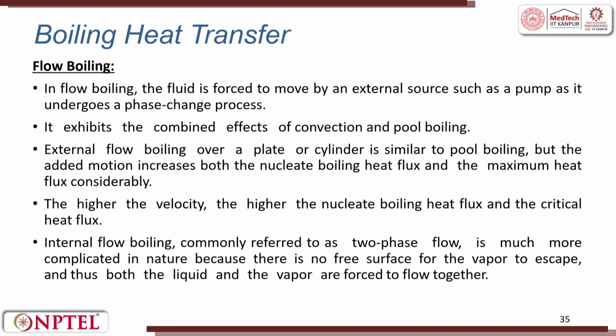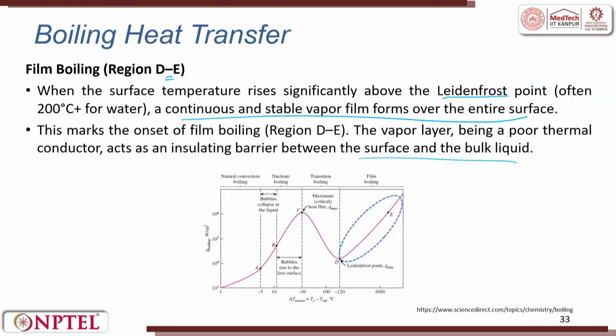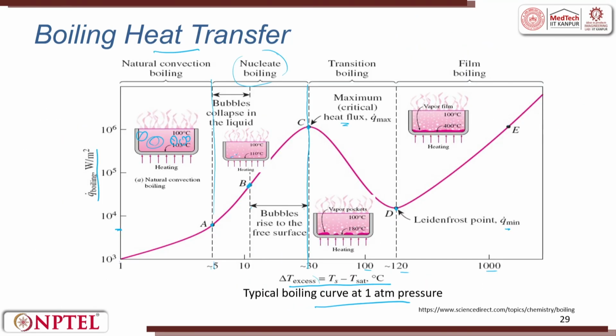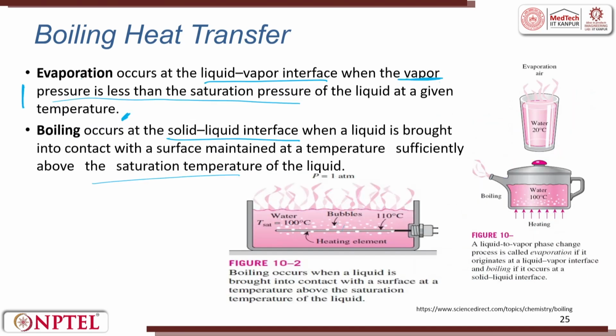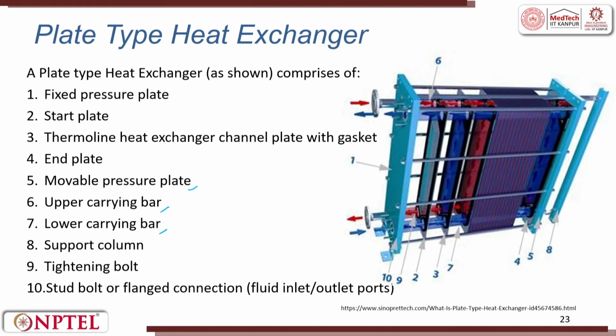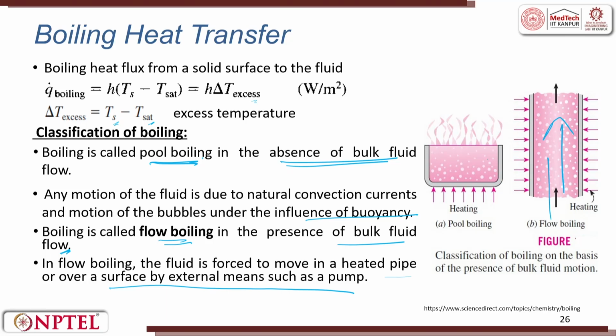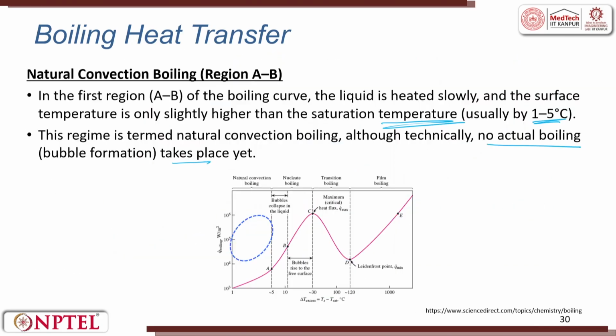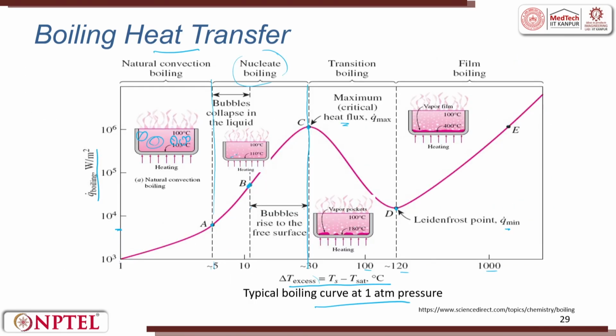In flow boiling, the fluid is forced to move by an external force, such as a pump. All the things we were seeing here were pool boiling, because we saw there are different types: pool boiling and flow boiling. We saw what pool boiling is and all its regimes: natural convection, nucleation phase, transition and film boiling.